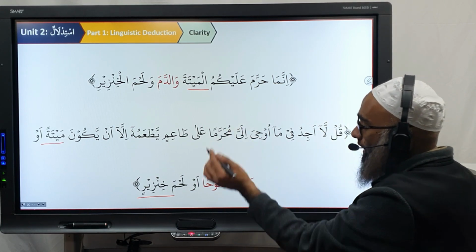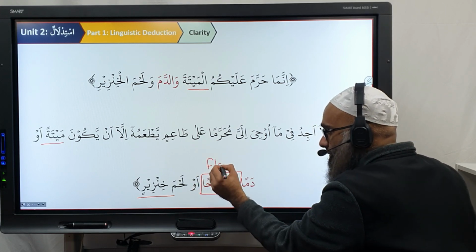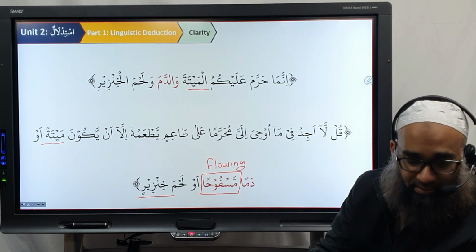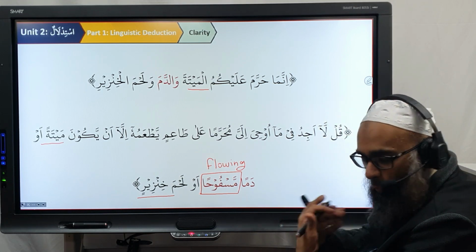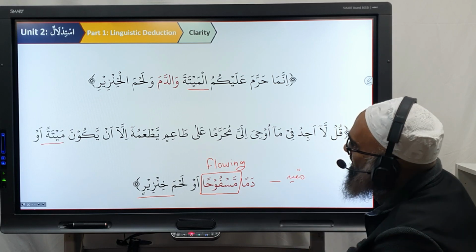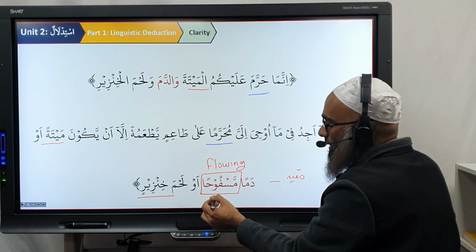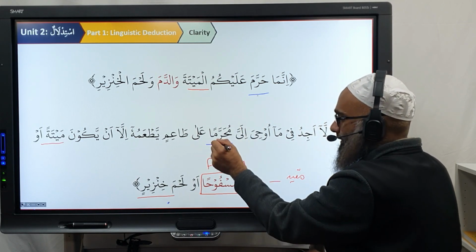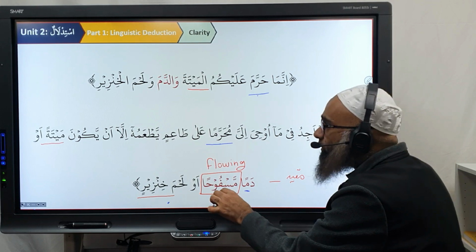It's just that. But here now we have daman masfuha. Masfuhan means flowing. Correct? Has flowing blood. Daman masfuha. Now, in terms of the flowing of the blood, this now becomes muqayyad. Now, are both verses talking about the same thing? It's talking about what? Dam, mayta, and lahma khinzir being haram, isn't it? So what do we do regarding this qaid now? Should this qaid be transferred over to here?